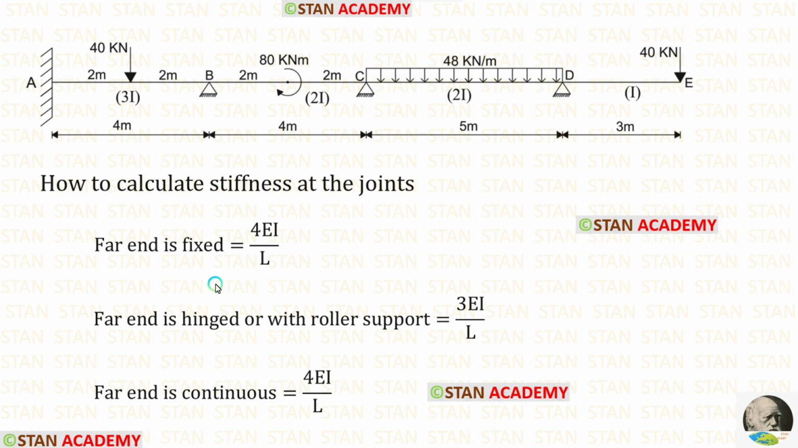Let us see the formulas to find out the stiffness. If the far end is fixed, the formula is 4EI upon L. If the far end is hinged or with roller support, the formula is 3EI upon L. If the far end is continuous, the formula is 4EI upon L.